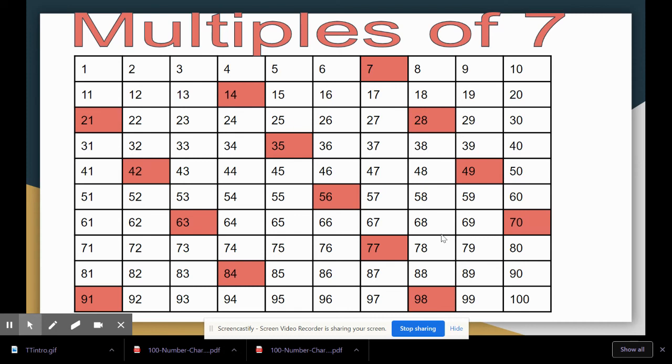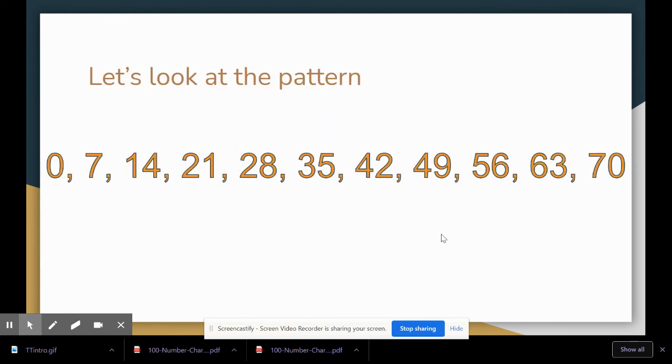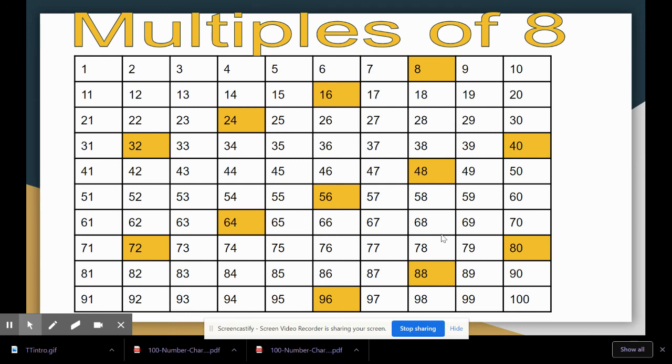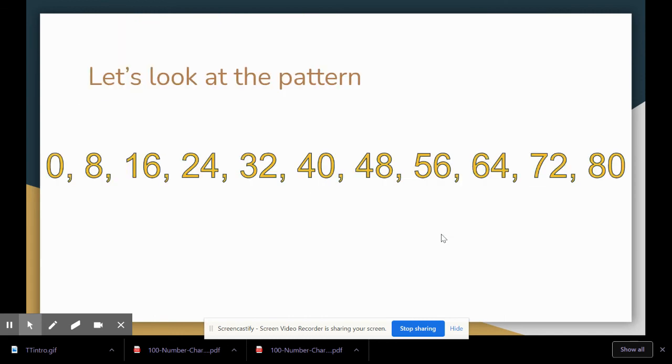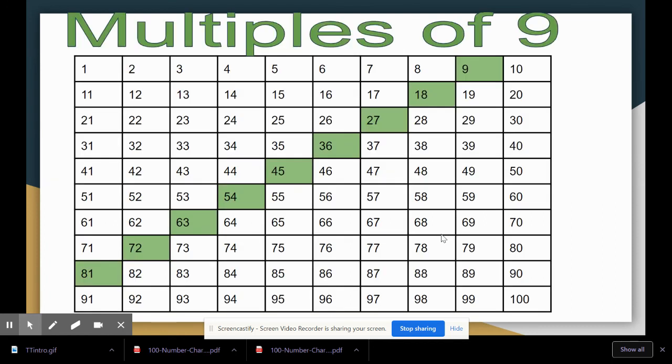Here are the 7s and the 7 pattern, the 8s. Now that's not quite following the 2s and 4s and 6s, or is it? Looking at the pattern and the pattern of the 9 times table.